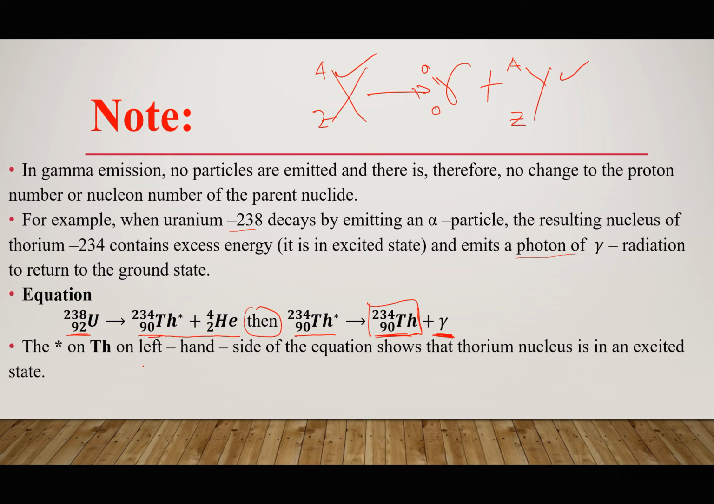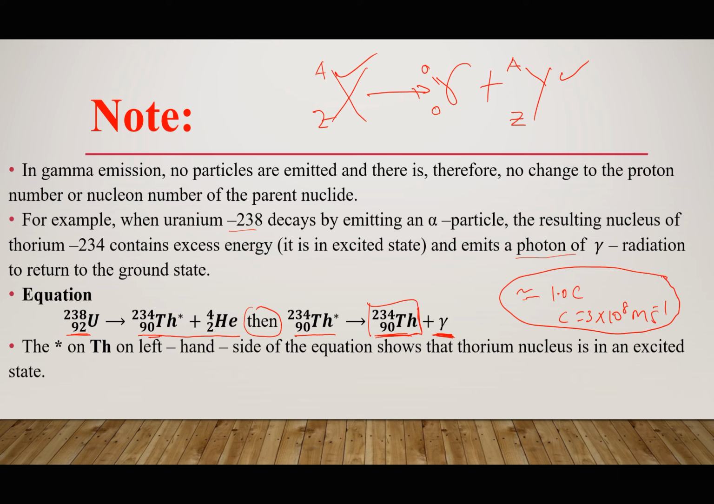So we have mentioned this is electromagnetic radiation. No charge, no mass, less ionizing because it has no charge, but extremely penetrating. It is very energetic and penetrating. And by the way, being gamma radiation, it is going to travel at the same speed as light, that is approximately 3 times 10 to the power of 8 meters per second, because it's an electromagnetic radiation, therefore it travels at the speed of light.